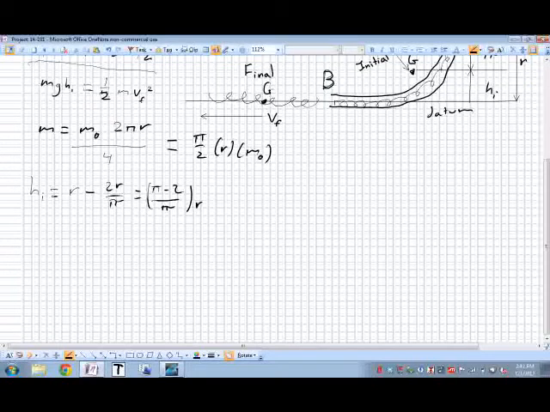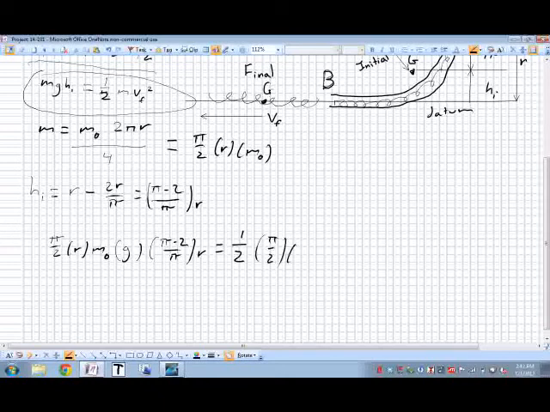Now we need to plug this back in to our equation up here and simplify. So we have m, which is pi over 2 times r times m sub 0, times gravity, times our initial height, which is pi minus 2 over pi times r, is going to be equal to 1/2 m times our final velocity squared.